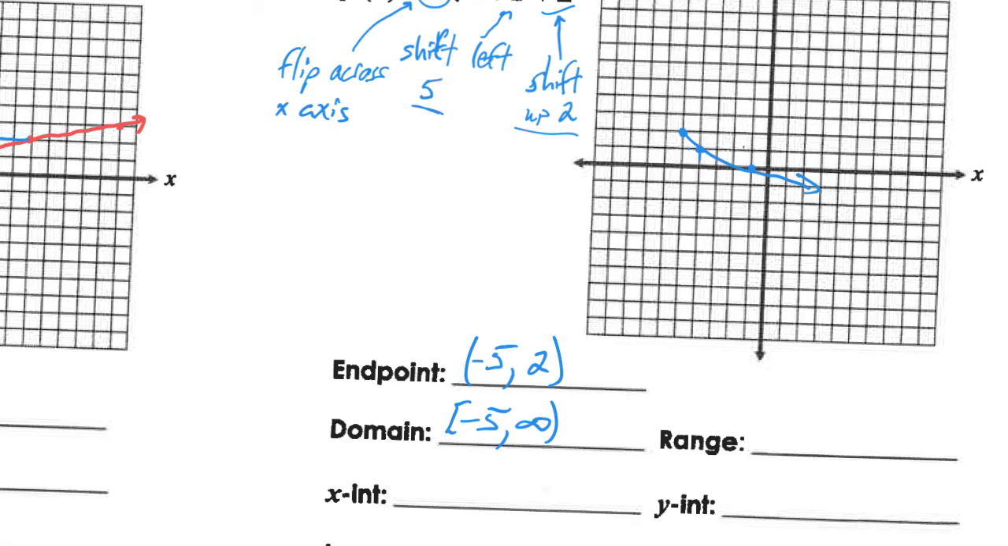Then the range goes down to negative infinity. So that's as low as it goes. Right? It never stops going down. And it stops going up at +2. So we got from negative infinity to 2.